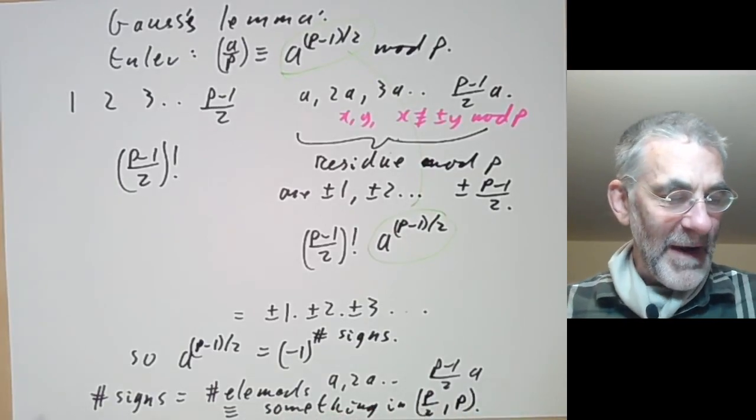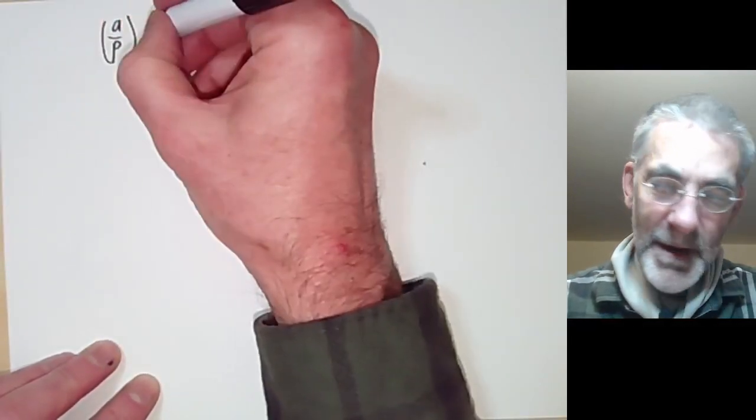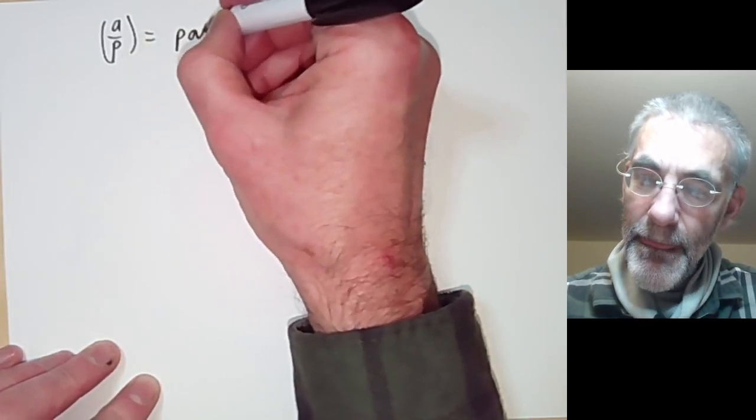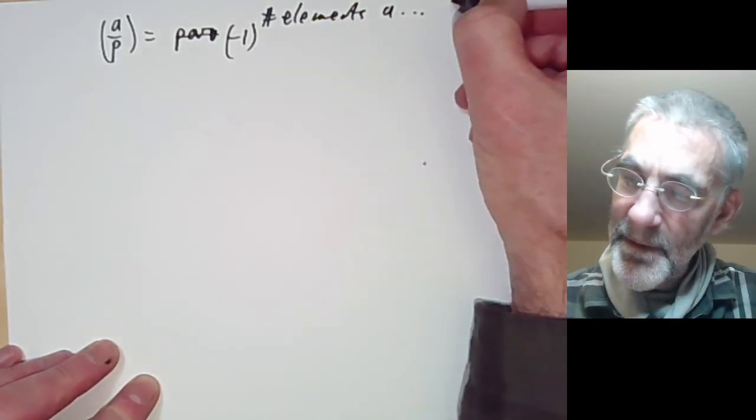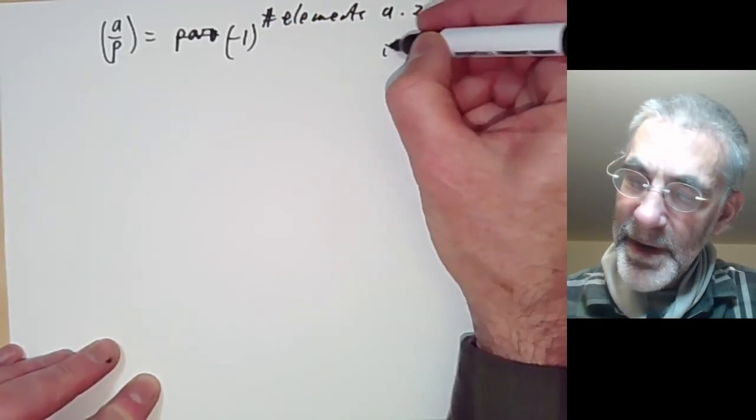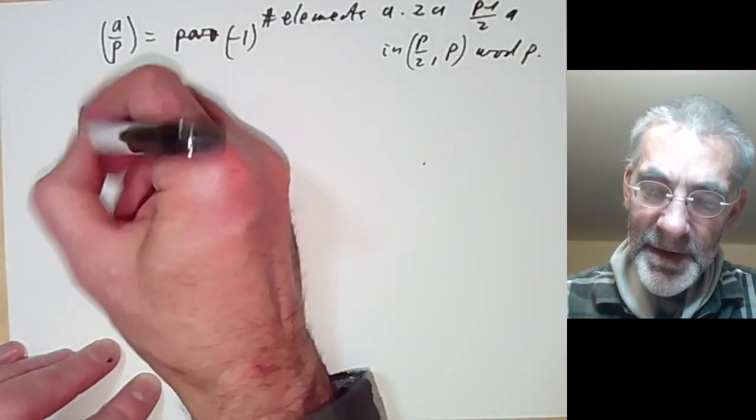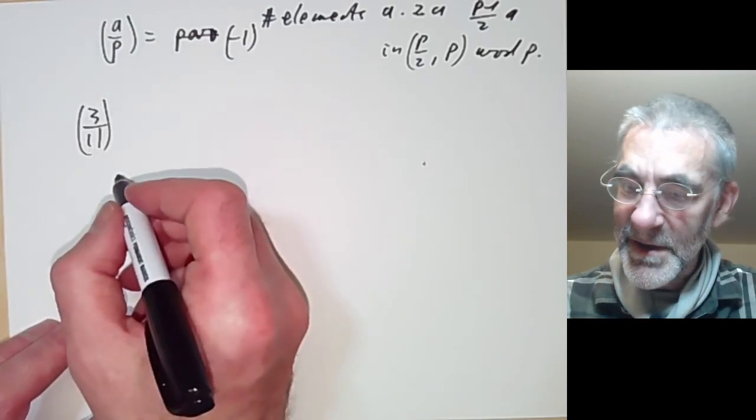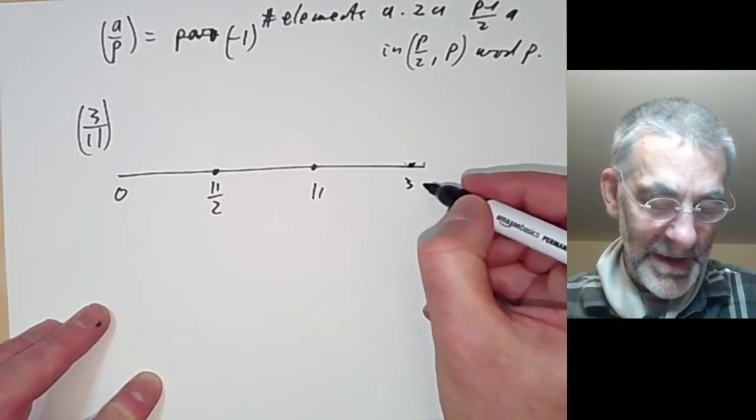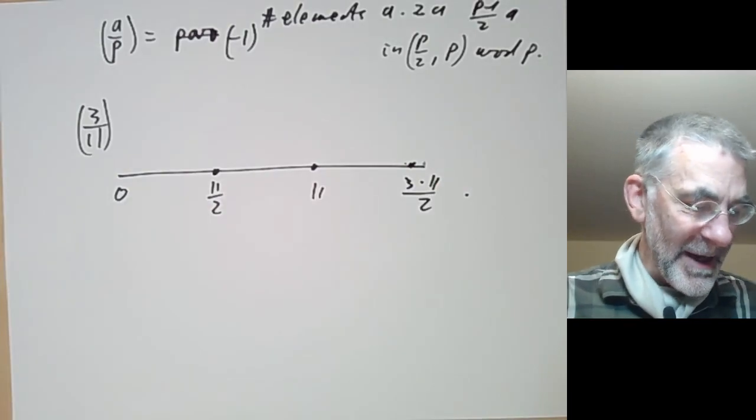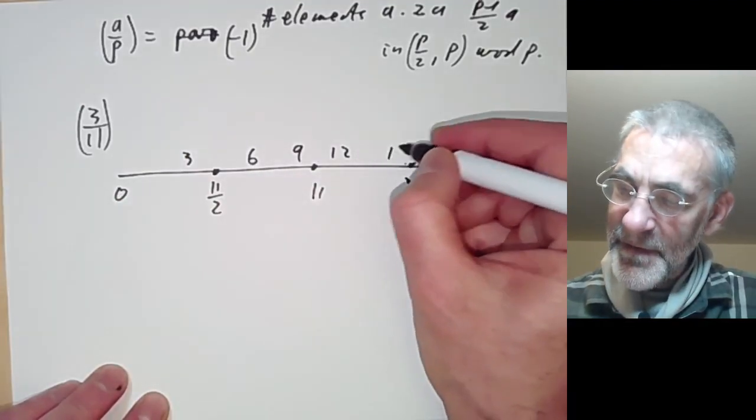So let's see an example of how this works. Just to recall, the Legendre symbol is now (-1) to the power of the number of elements a, 2a, up to ((p-1)/2)a in p/2 to p mod p. So let's do 3, it's not 3 choose 11, it's the Legendre symbol (3/11) as an example. So we write out the numbers 0, 11/2, 11, 3 times 11/2, and so on. So this is now the real axis, and I'm going to mark the multiples of 3 on it. So we get 3 is somewhere here, 6 is somewhere here, 9 is about there, 12 is there, and 15 is there.